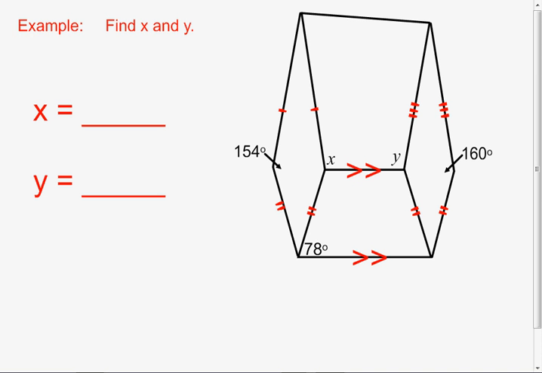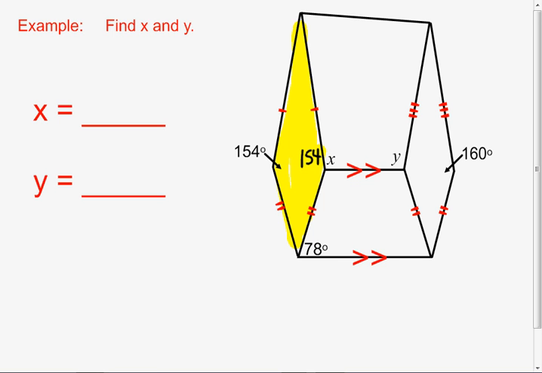So let's look at this picture. We've got some kites here, actually. This shape here, that's actually a kite. And so we know that the opposite angles here are congruent. So if that's 154, this is 154.